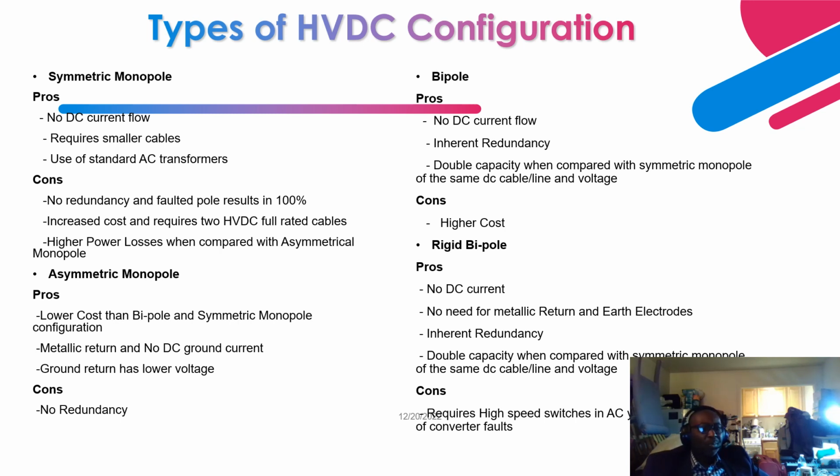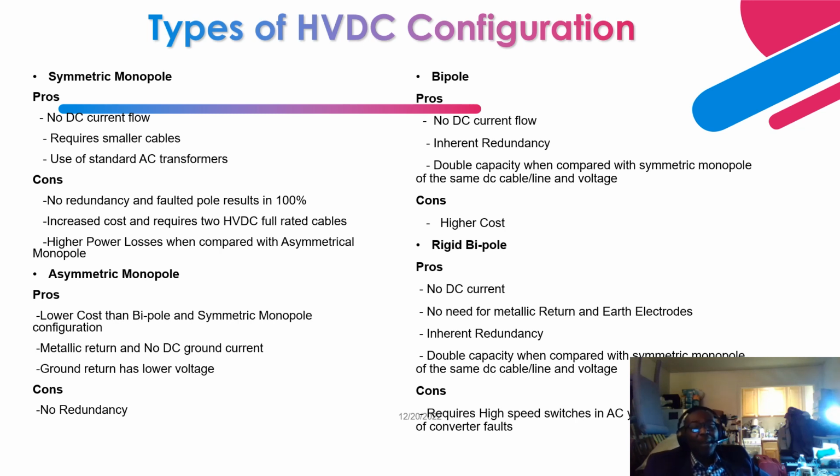The asymmetric monopole, like I indicated, can have a lower cost compared to the bipole or the symmetric monopole, because it's utilizing only one pole, which is either a positive or negative pole, and the return can either be through the ground or the seabed or a metallic return. As such, during standard steady state operation, there is no DC ground current, and the ground return can have a lower voltage compared to the operating pole, that is the positive or the negative pole. And the disadvantage is that there's no inherent redundancy.